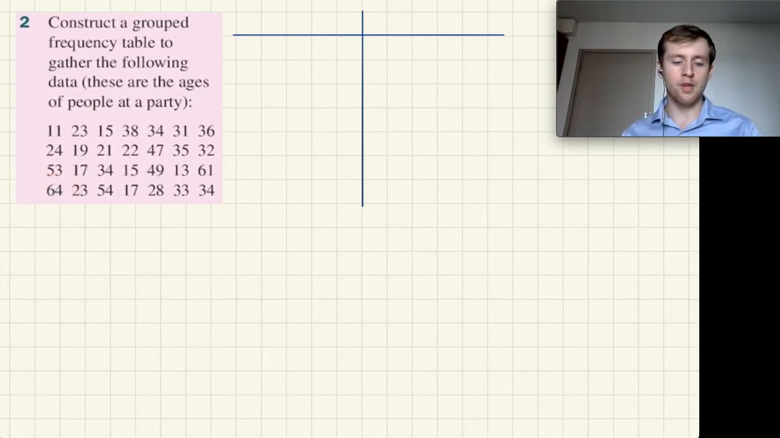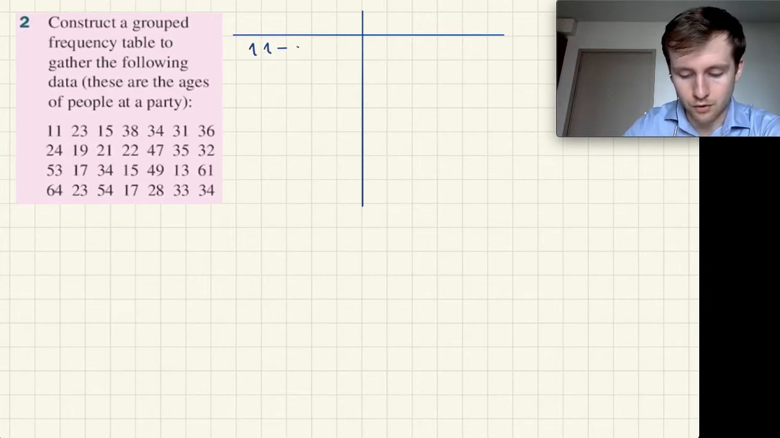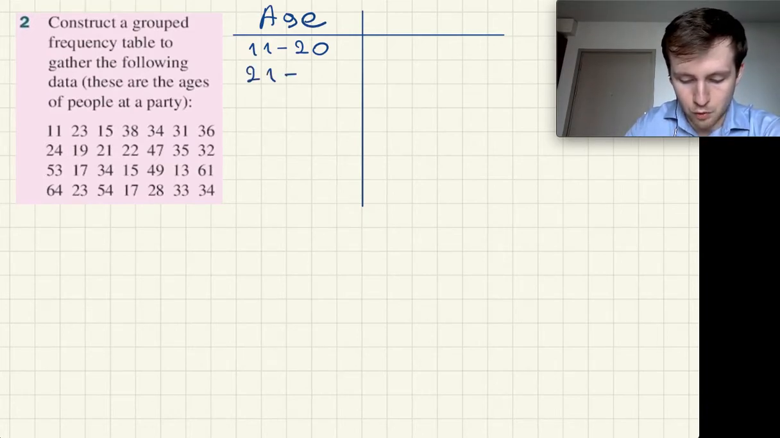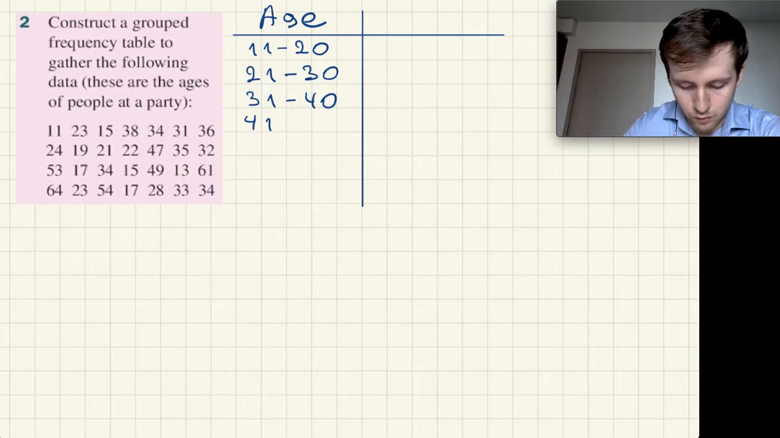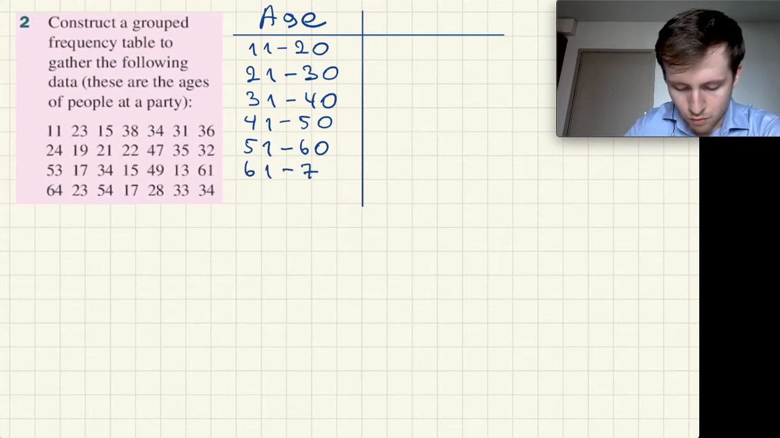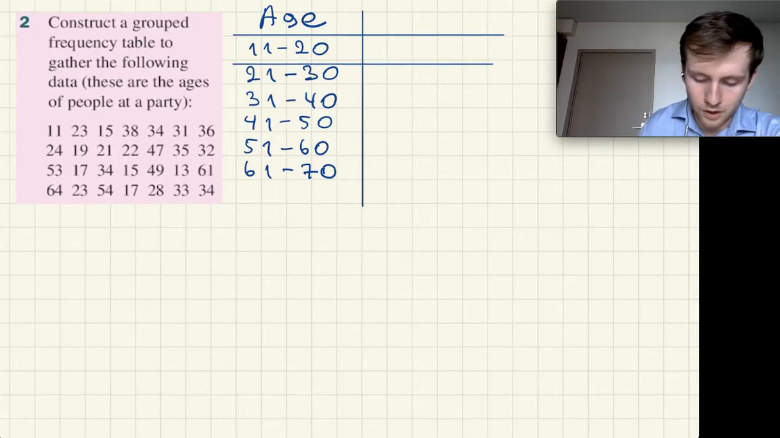So we can group them by tens, and the first group is going to be 11 to 20 years old. This is their age. Next group should be 21 to 30. Then we can make it 31 to 40, 41 to 50, and then 51 to 60. Finally, 61 to 70 years old. And of course, now we have to count them all.